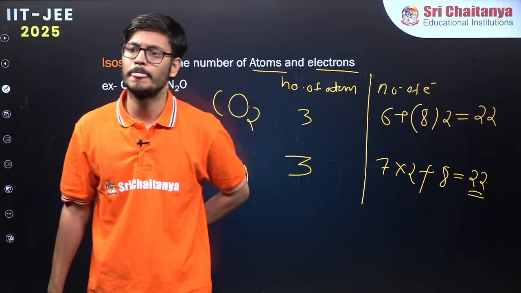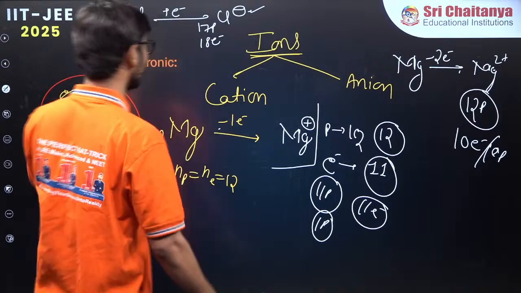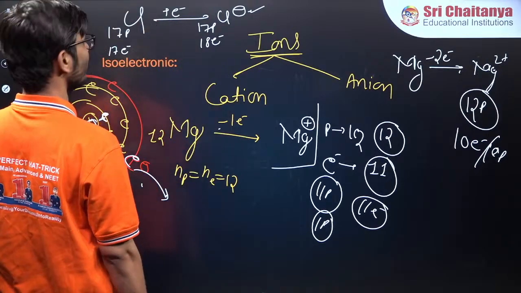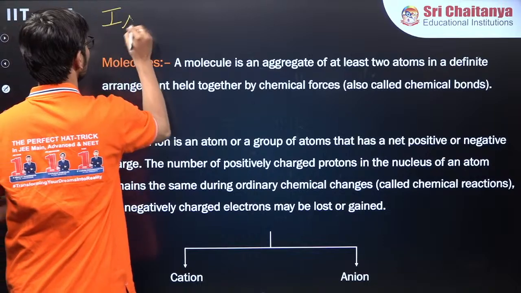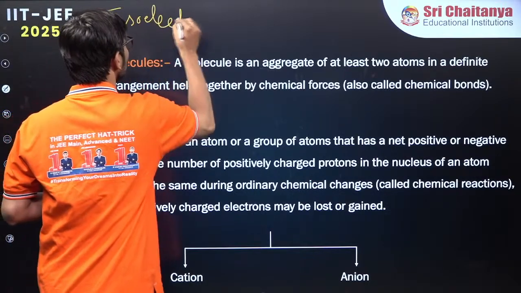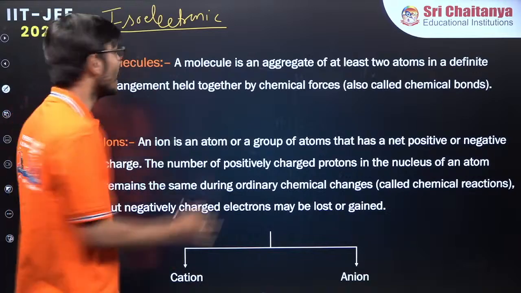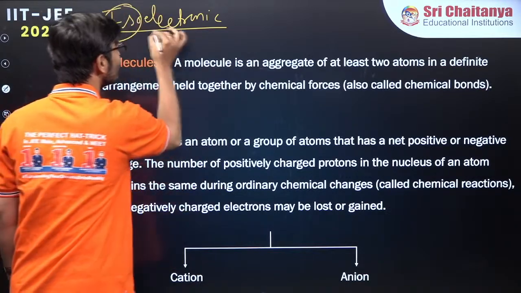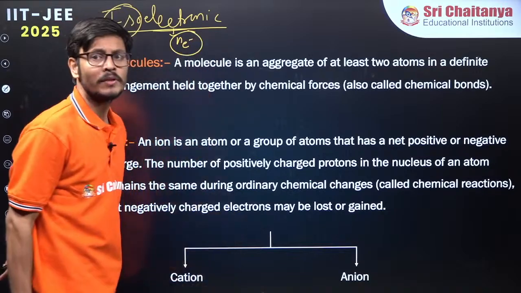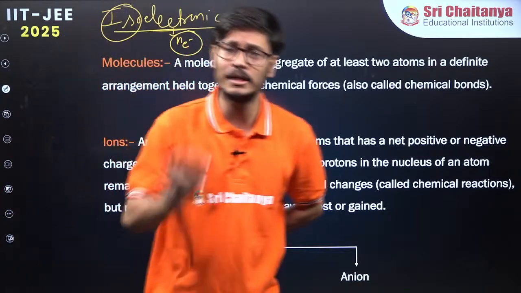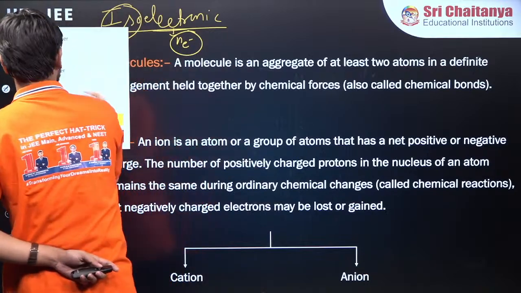Okay, great. Very good. Now what we are going to learn is what isoelectronic is. Let me explain over here. I am writing isoelectronic. What is isoelectronic? The name itself suggests something, isn't it? Iso means same, electronic means number of electrons. So if the number of electrons is the same, those species are known as isoelectronic. Now, what are the examples?